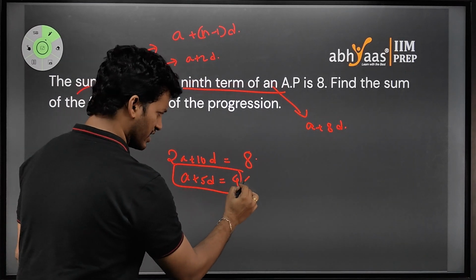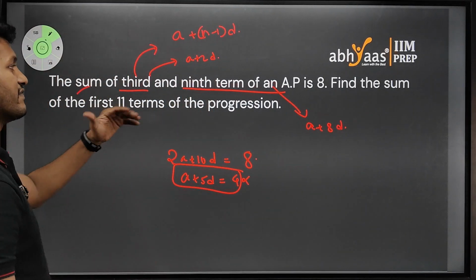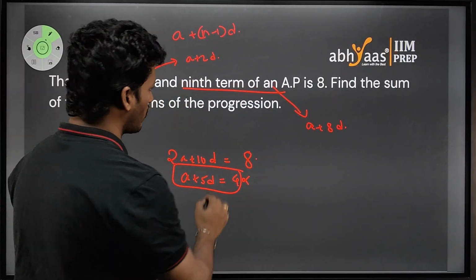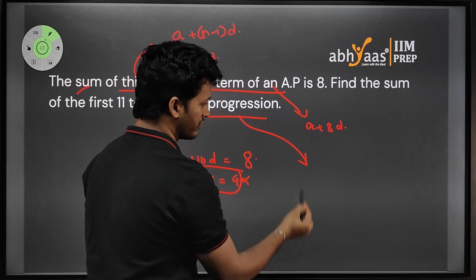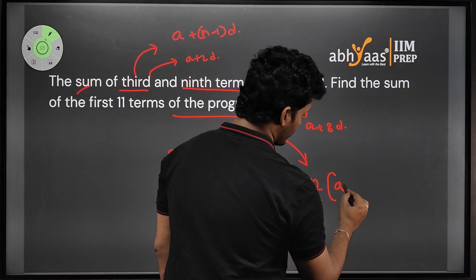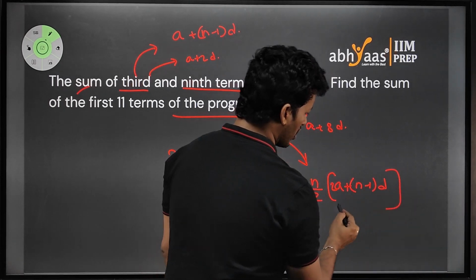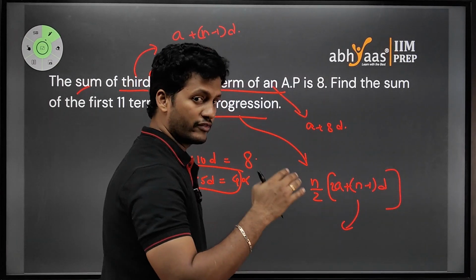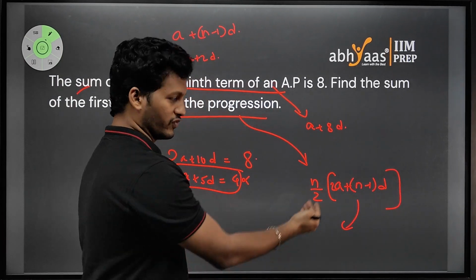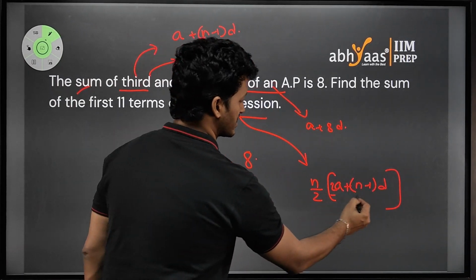But this is redundant because the question is asking to find the sum of the first 11 terms of the progression. We already know the formula for the sum of n terms of any arithmetic progression. It will be n by 2, 2a plus n minus 1 into d, or you can write it as the sum of first term and last term. But we don't know the first term and last term, so we are not going there. We have to restrict ourselves to here.